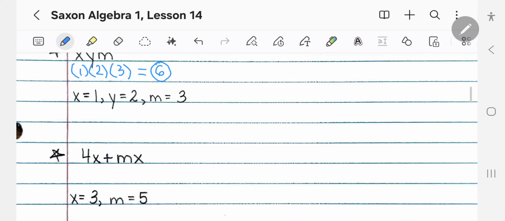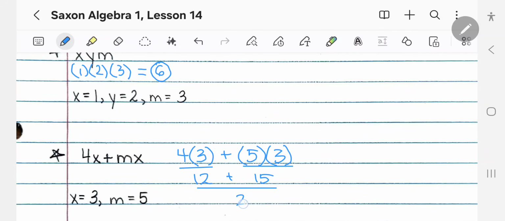Let's look at another one. 4x plus mx. If you put in that x is 3, you would have 4 times 3, not 43, plus m is 5 times 3, which is the value of x. So we just inserted each value. Now we use our order of operations. We know we have to do multiplication before we can add. We can go ahead and do this multiplication. Now we're going to add those, and we get 27. Okay, so when they give you an expression, they're going to give you values for the variables, and you have to find the value of the expression.